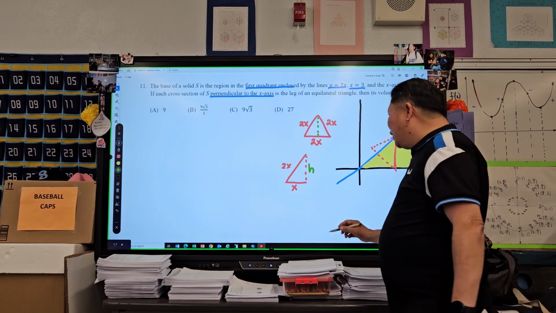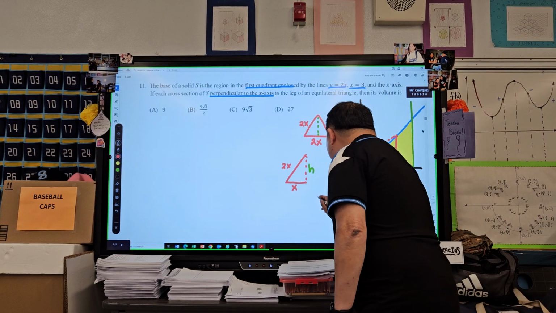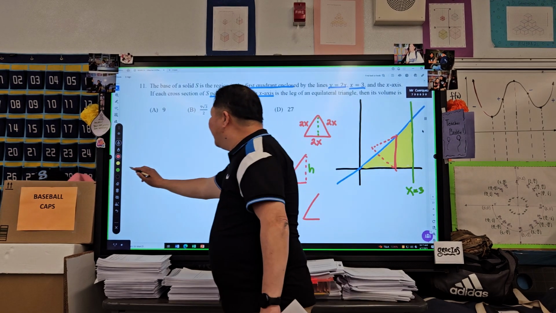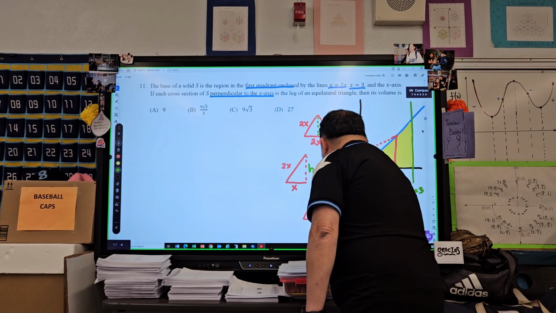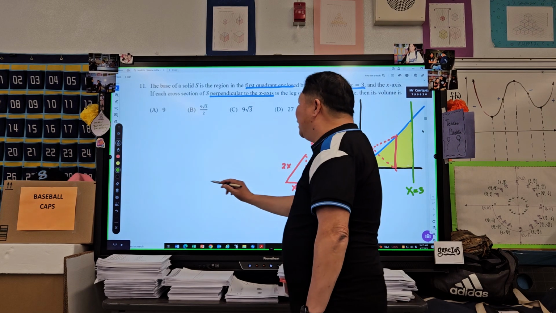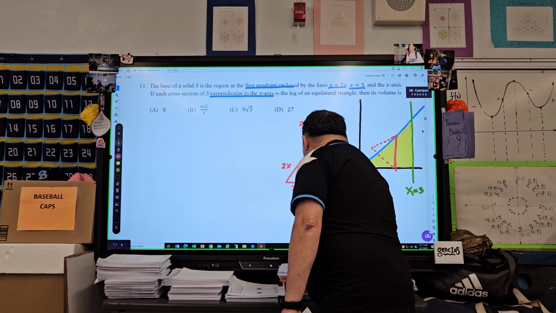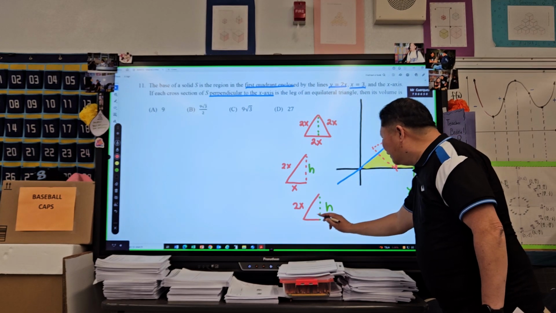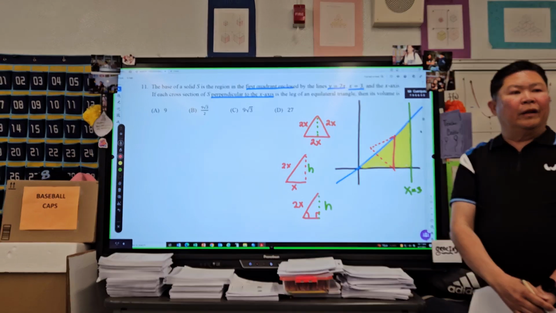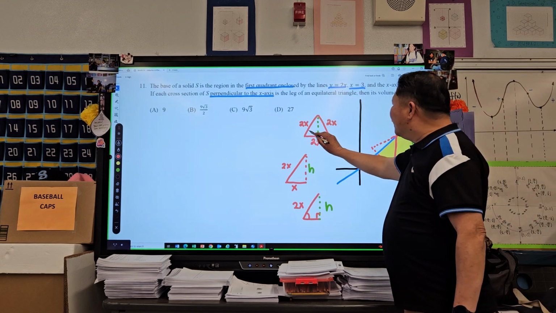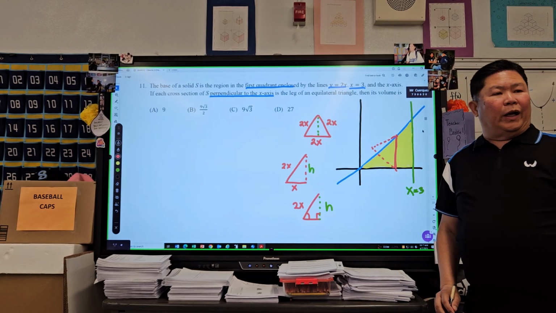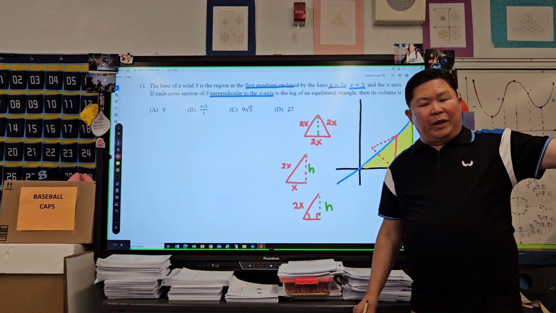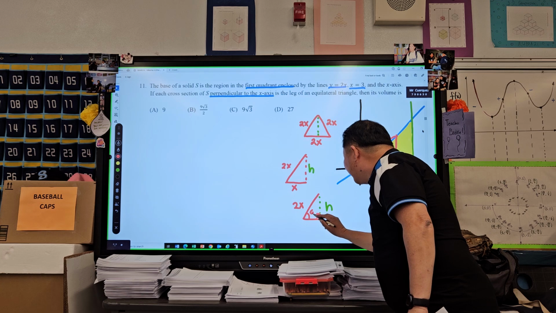So therefore, back to this one, and the height h and then 2x. What is the measure of this angle? If this is an equilateral triangle, that means 60. So this is 60 degrees.